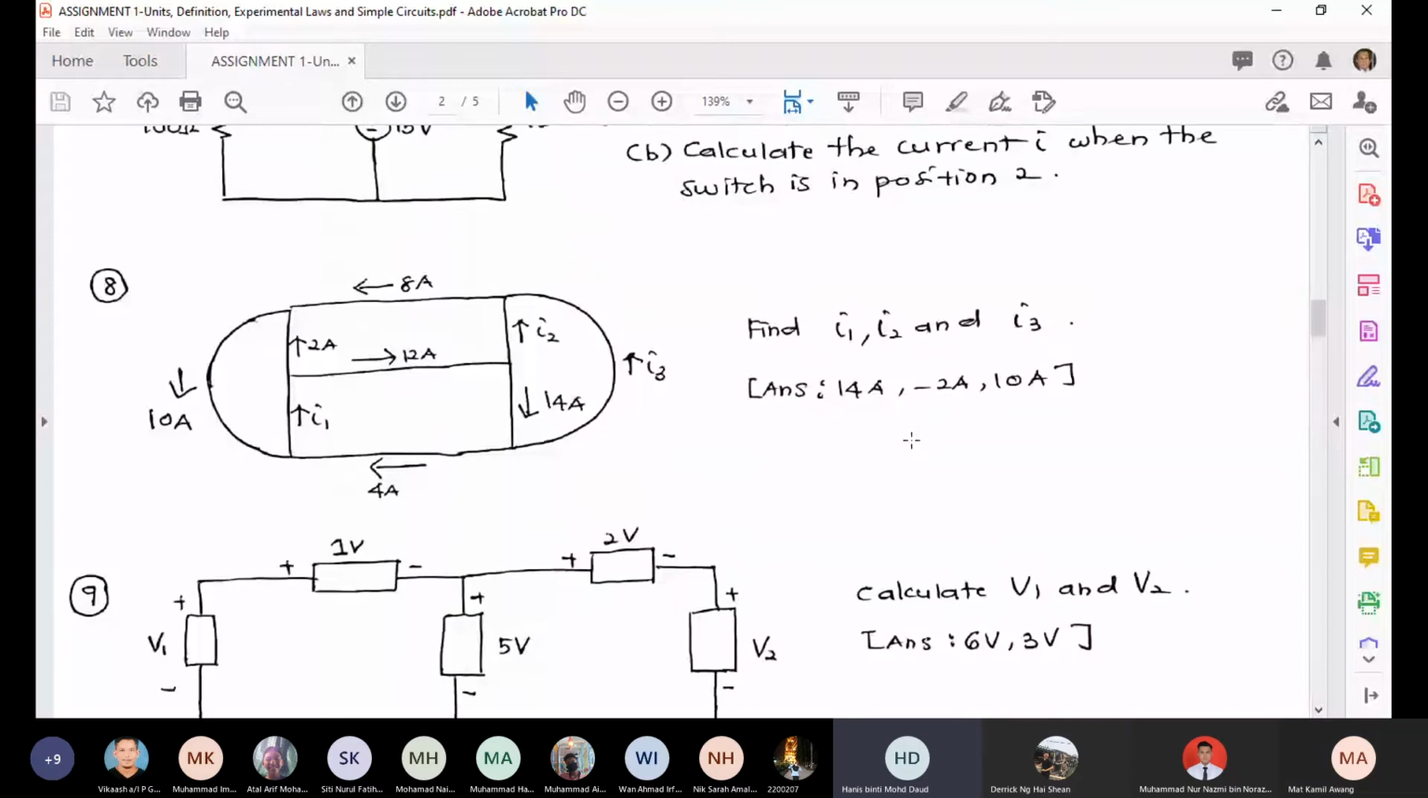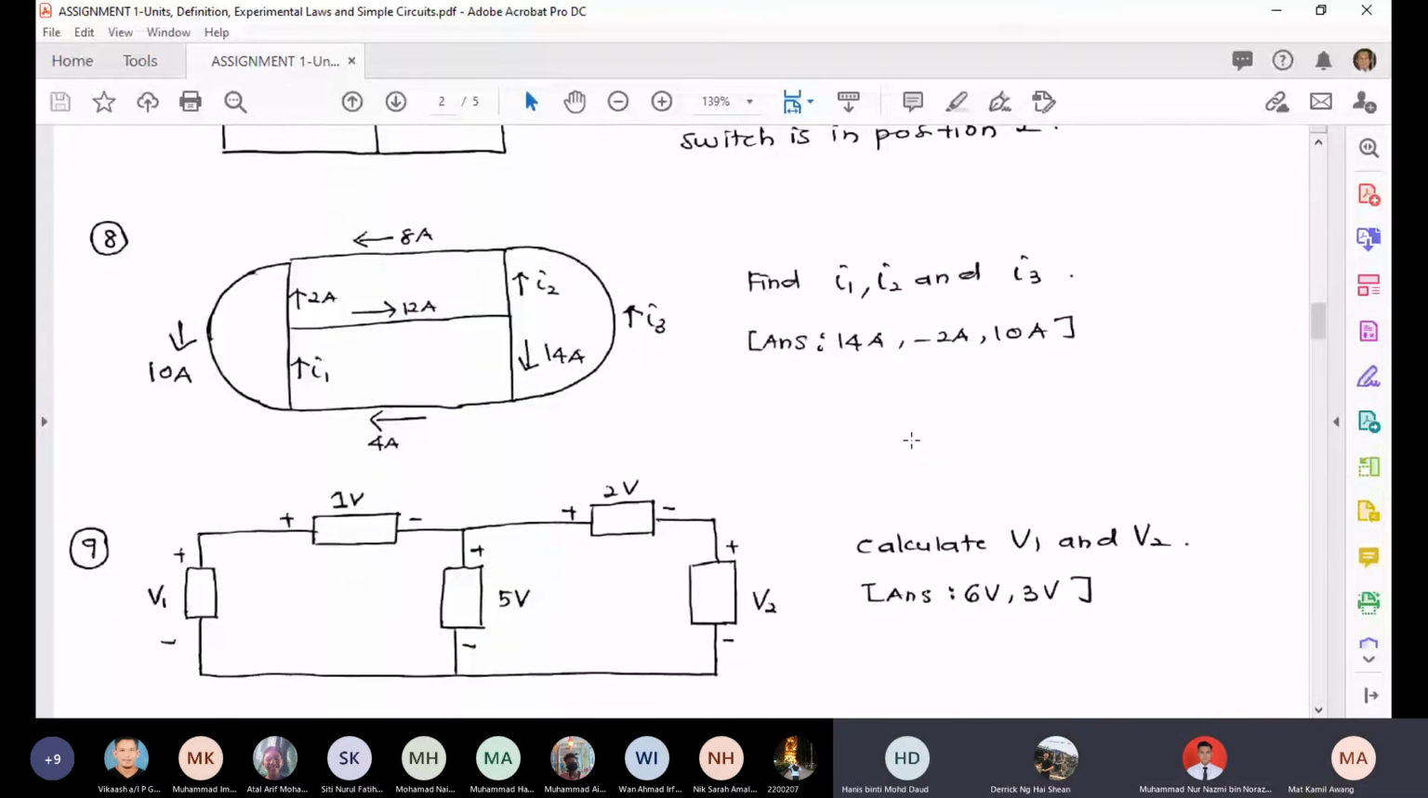Number 8. Find I1, I2, and I3. So this is using KCL. So you will get the answer: 14 amps, minus 2 amps, and 10 amps. Right?